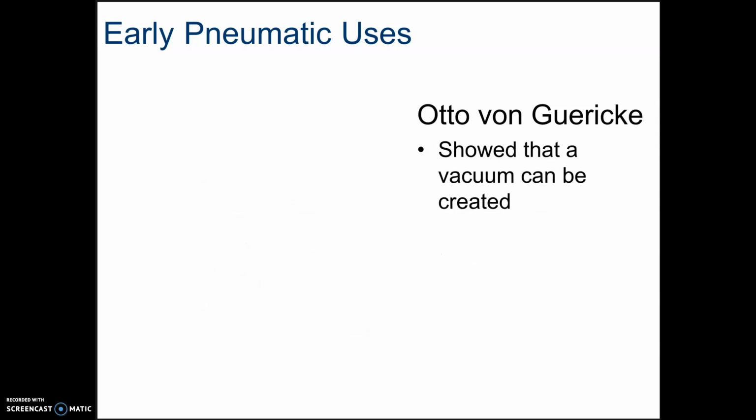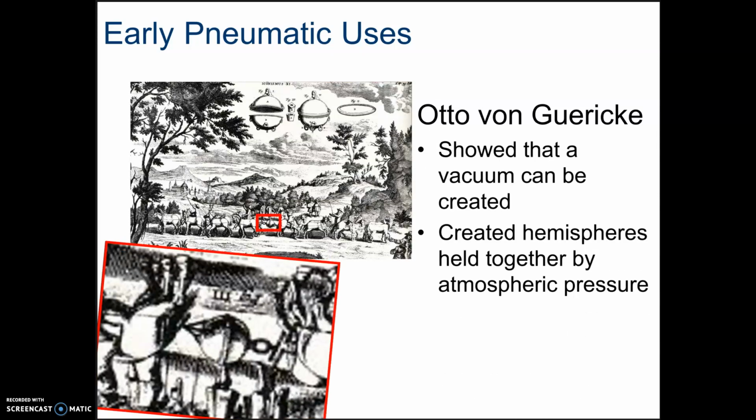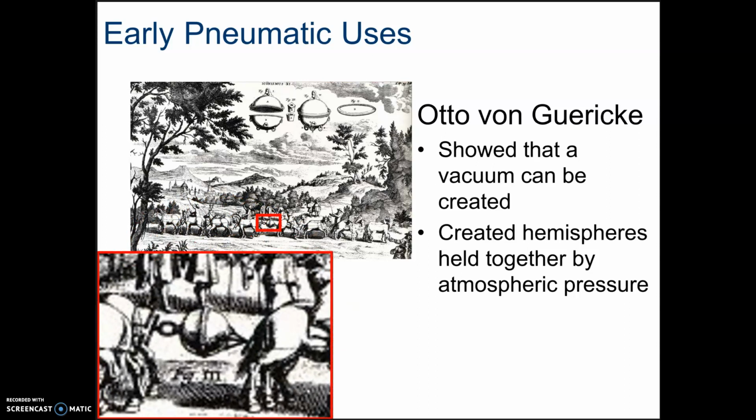Otto von Guericke also had a demonstration of pneumatic power, and he showed that a vacuum can be created if he put two hemispheres together held by atmospheric pressure. I believe he sucked the air out from those two hemispheres and tried to use some horses to pull it apart. So he's demonstrating the power of pneumatics there, using a pump as well. He pumped the air out.